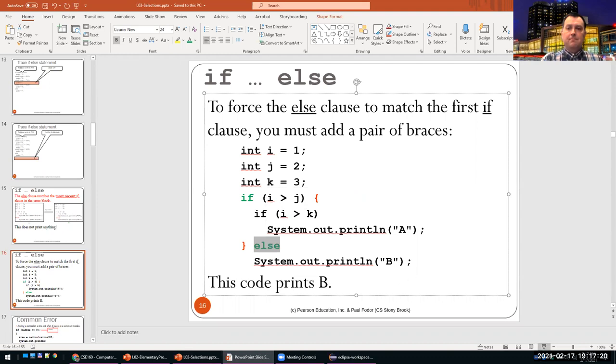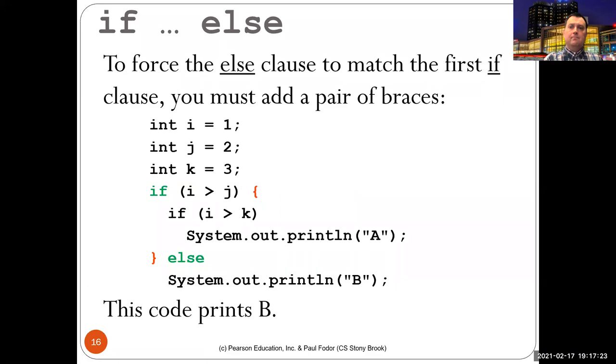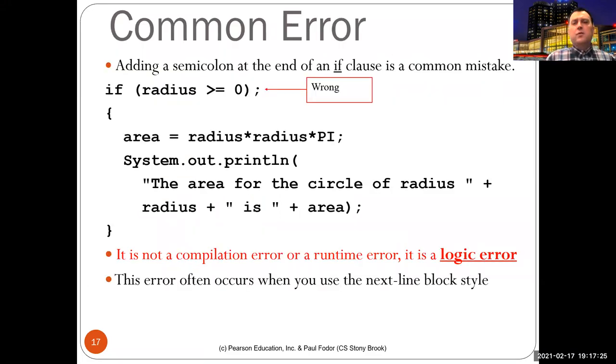Okay. So there are a bunch of common errors that may occur in your program. The first common error is if you use the end-of-line, beginning-of-line style for blocks, and you also put a semicolon after the condition. This program is syntactically correct. A semicolon by itself is in fact a statement. It's the no-operation statement. It says that there is a step, but nothing is executed.